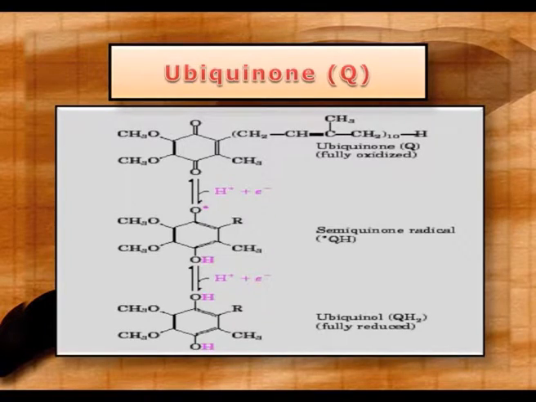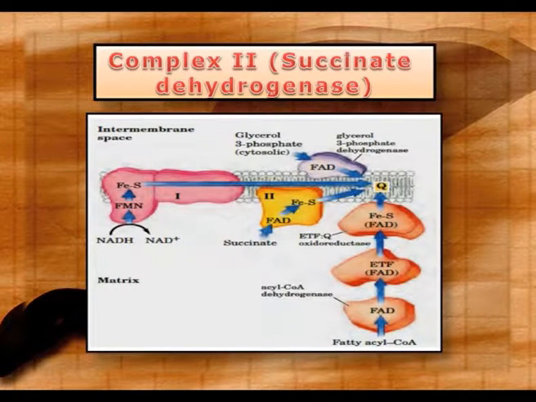Now coenzyme Q is a benzoquinone with a long isoprenoid side chain. It is a small organic molecule, so lipid soluble. It can freely diffuse through the inner mitochondrial membrane. Ubiquinone, after accepting 1 electron, is converted to semiquinone, and then accepting another electron, it is converted to quinol. Quinone or ubiquinone transfers electrons from complex 1 to complex 3.